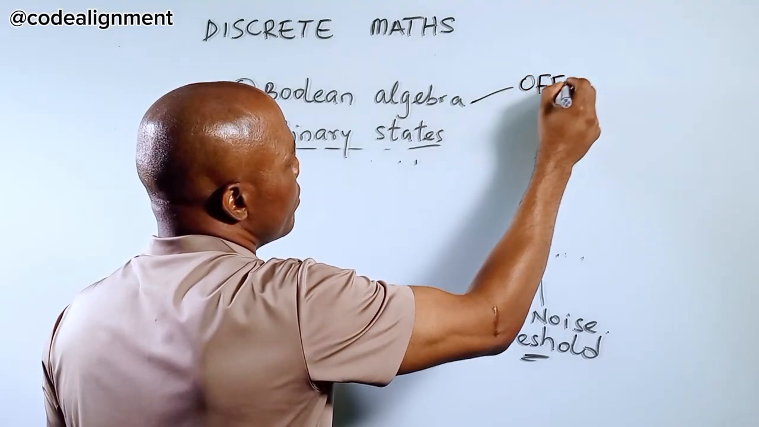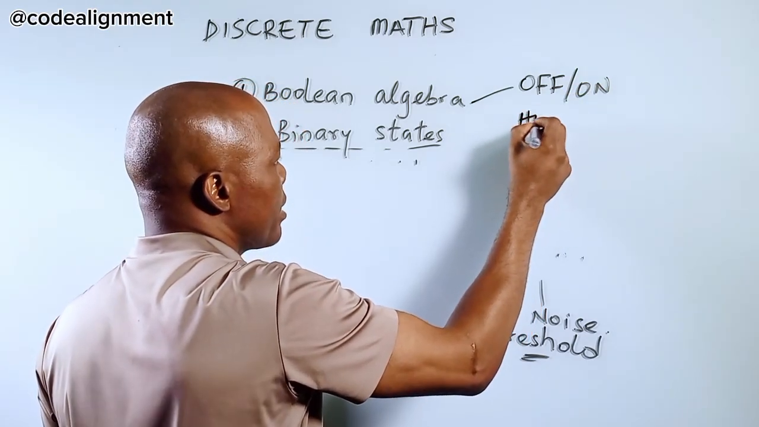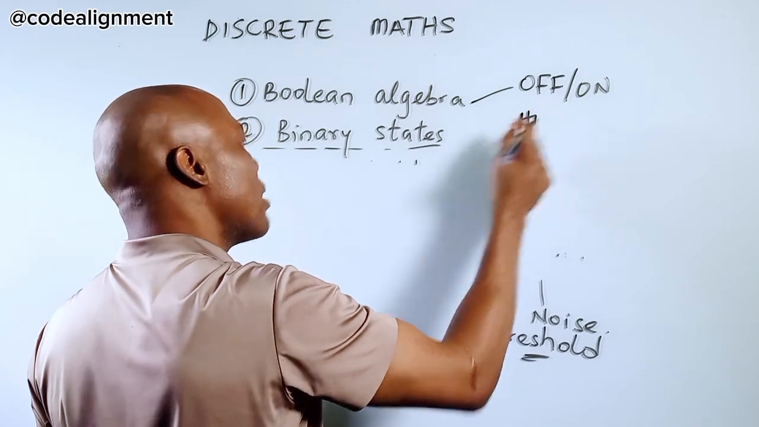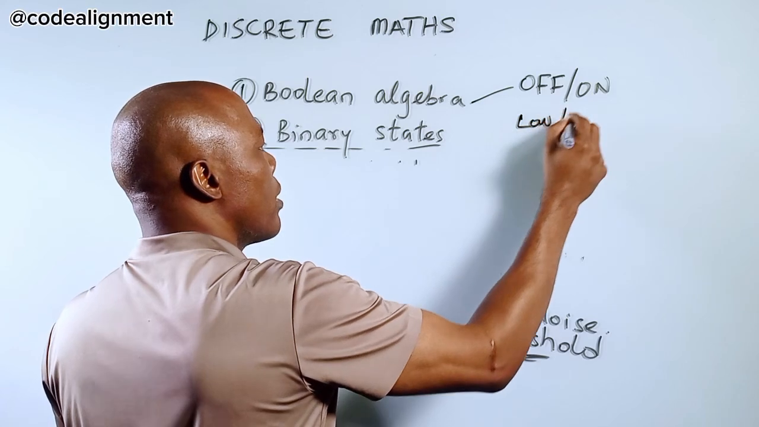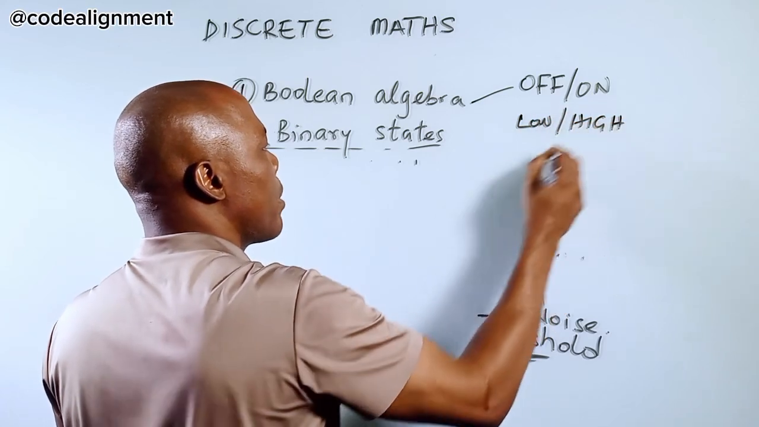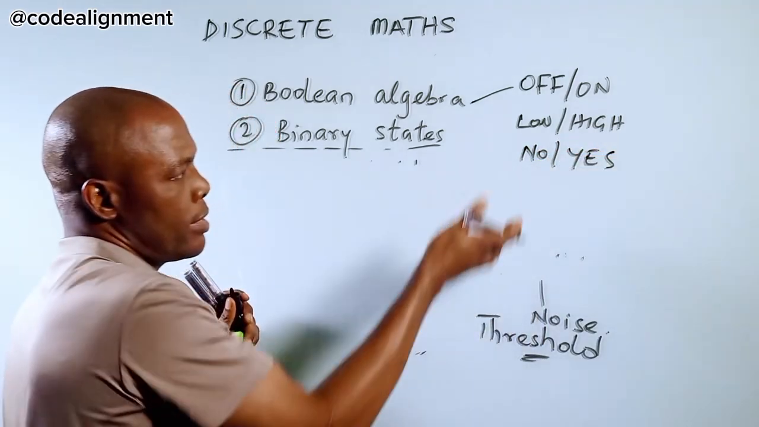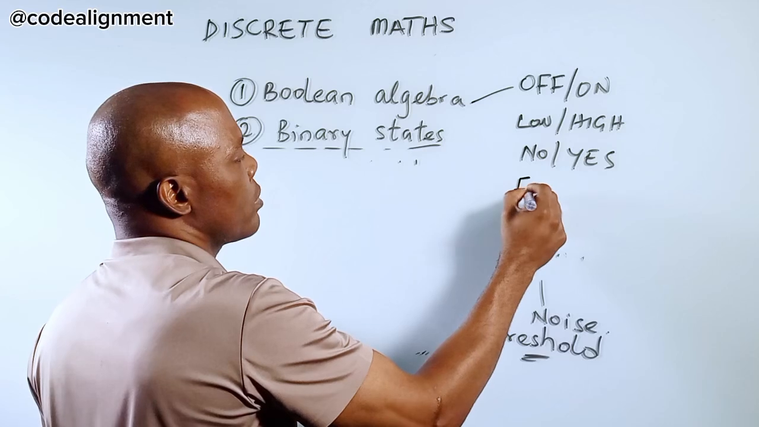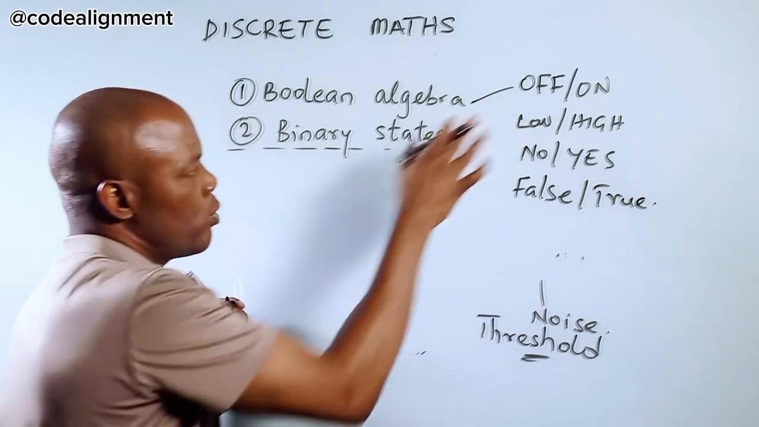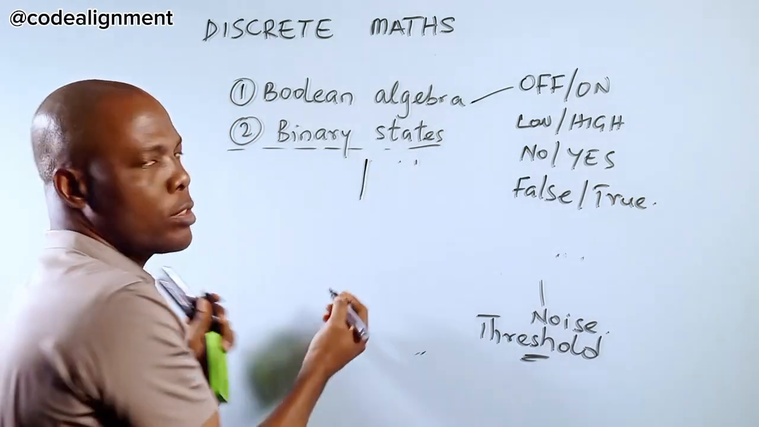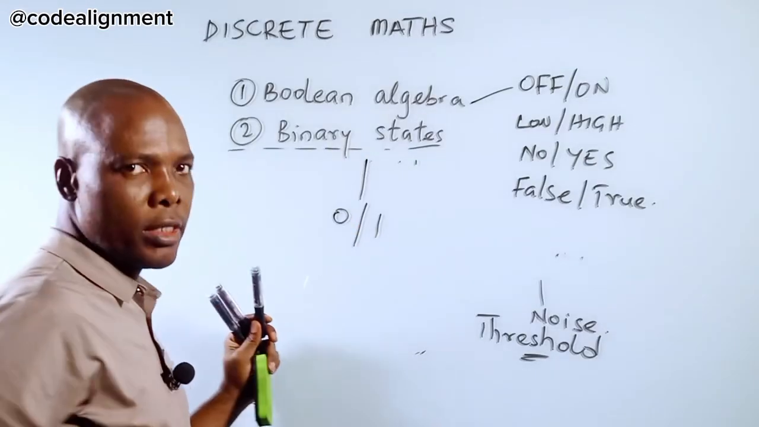off, on, right? High, low, high. No, yes, right? False, true. That is what this does. Binary state is just two states, 0 or 1. That is what this is dealing with.